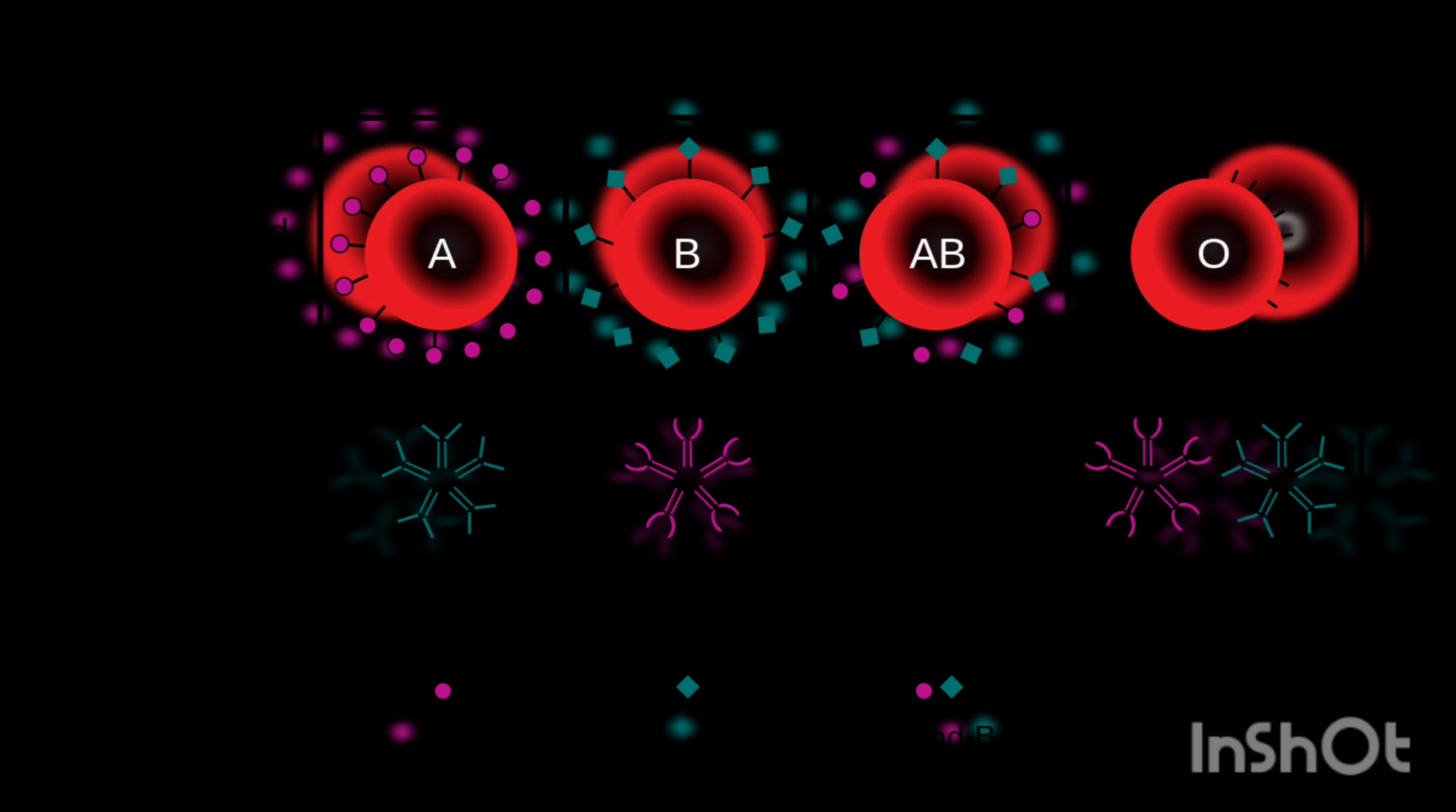In blood group B, antigen B is present and antibody A is present. Blood group B can donate blood to AB and B, and receive blood from O and B.